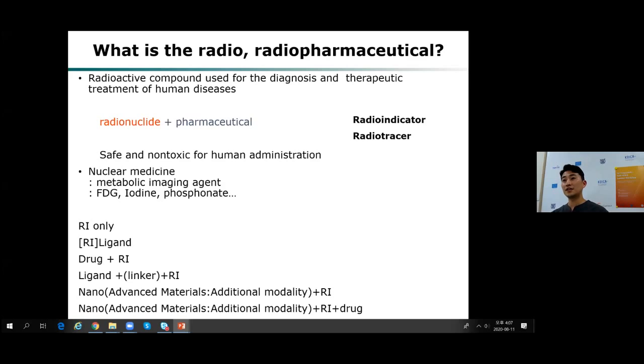Nowadays, the cutting-edge application of these diagnostics is nanomaterials. Some nanomaterials have natural properties, so we can easily add additional modalities to radiodiagnostic applications. And nowadays, drugs are also loaded onto this kind of platform, making it possible to use diagnostic efficacy.